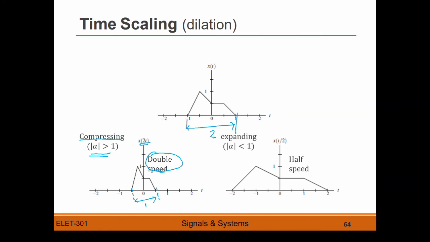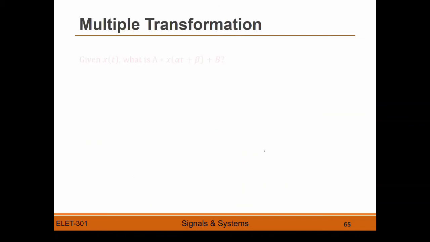On the other side, we are expanding, so we are multiplying by half. So this is half the speed. It is too slow, so it takes much more time to finish. So it takes 4 rather than 2. Okay.